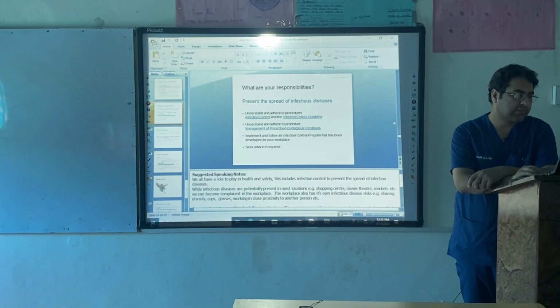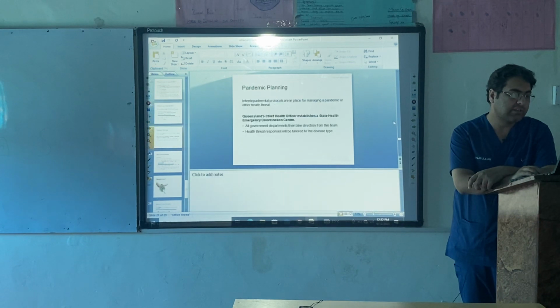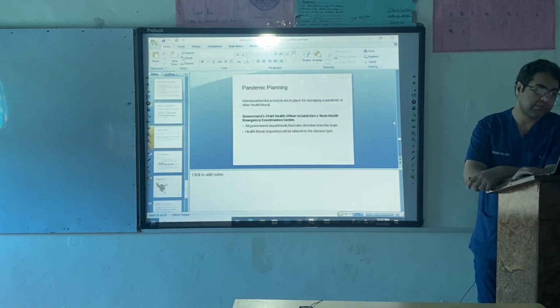Similarly, your responsibilities include preventing the spread of infectious diseases. Understand and adhere to the procedures and infection control guidelines. You should know, understand and adhere to the procedure for the management of prescribed contagious conditions, and implement and follow an infection control program that has been developed for your workplace. Seek advice always if you require.